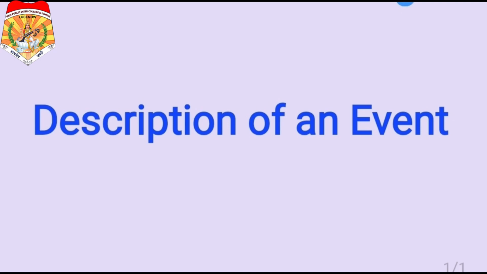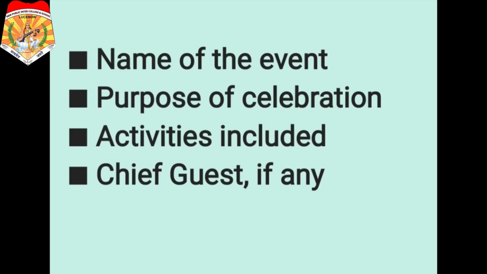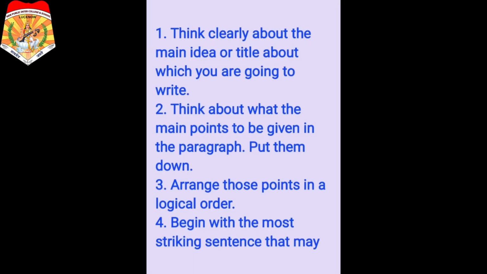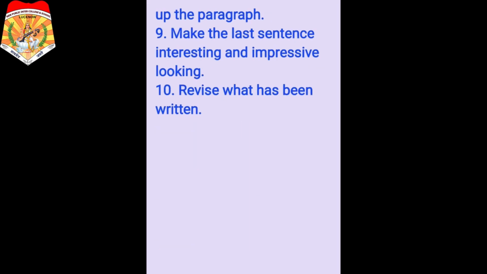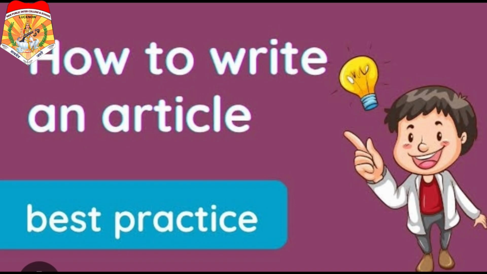And if you are writing a description of an event, try to put together the following descriptive details so that you can form a central impression. For example, you must add the name of the event, purpose of celebration, activities included, and chief guest, if any. So, students, if you keep all these points in mind while writing a descriptive paragraph, you can score good marks in exam. Now we come to article writing.